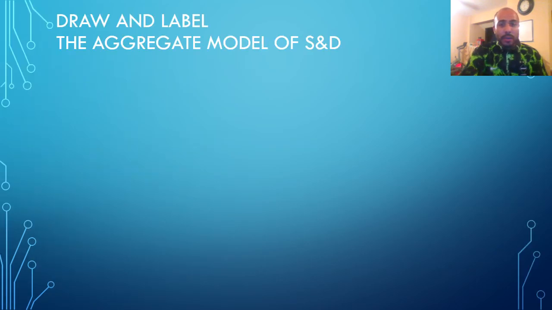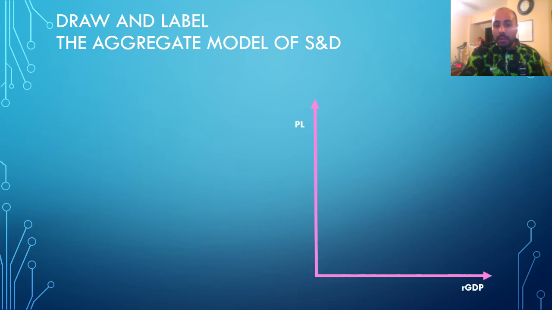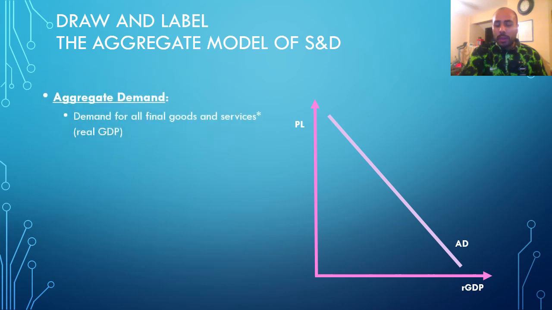All right. First thing that you need to know how to do is draw and label the aggregate model of supply and demand. Very simple. Remember, we got our price level on the y-axis, we got our real GDP on the x-axis, and the first thing you'll want to draw is your aggregate demand. Remember, the aggregate demand is the demand for all final goods and services in the economy. In other words, it's the same thing as real GDP.